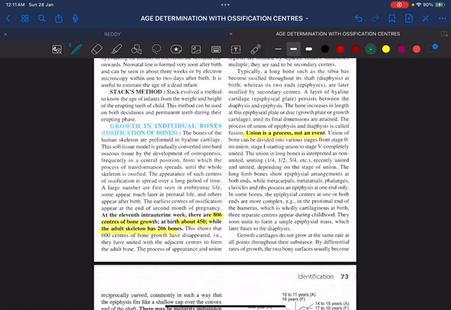That is why, while giving the age with the help of an X-ray, we have to always say the age in a range. When they give an X-ray of the patient, we can't say firmly that the age is 16 years or 17 years. We can say it is 16 to 18 years. Why? Because union is a process, it is not an event. So that is why we give the age in a range. That is very, very important.